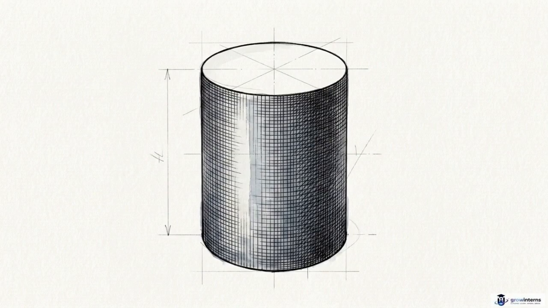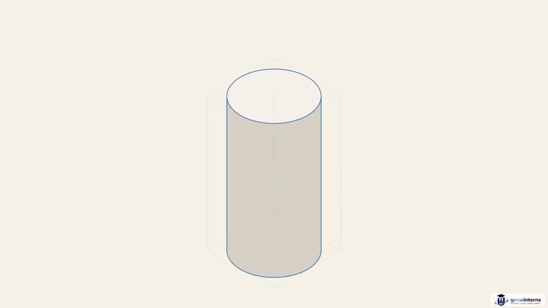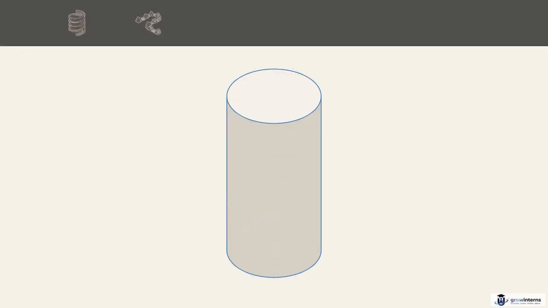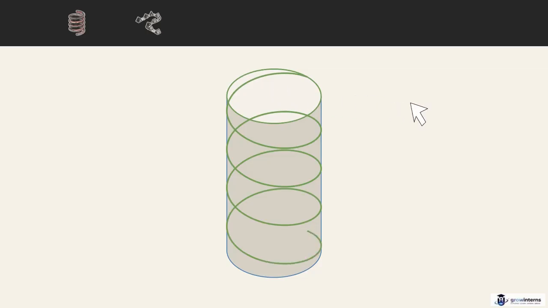To generate 3D threads, we need to combine two distinct elements: a mathematical path that spirals around the cylinder and a physical profile that follows it. First, activate the Helix tool. Click the top center of your shaft, input a radius that matches the outer edge of the cylinder, and define the total number of turns needed to reach the bottom.